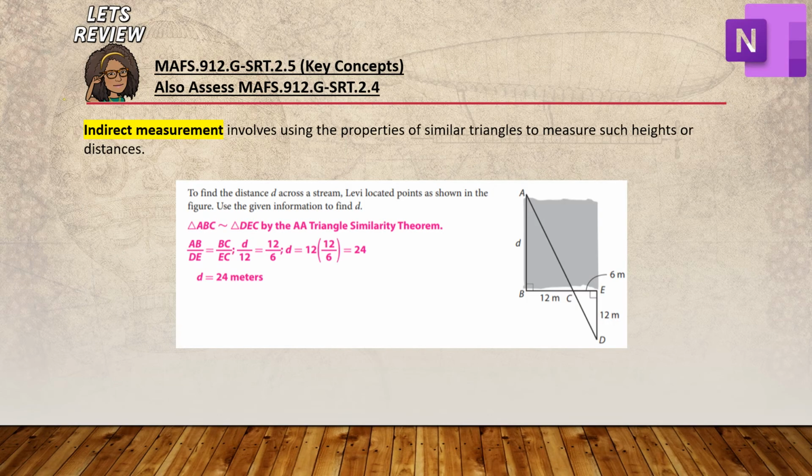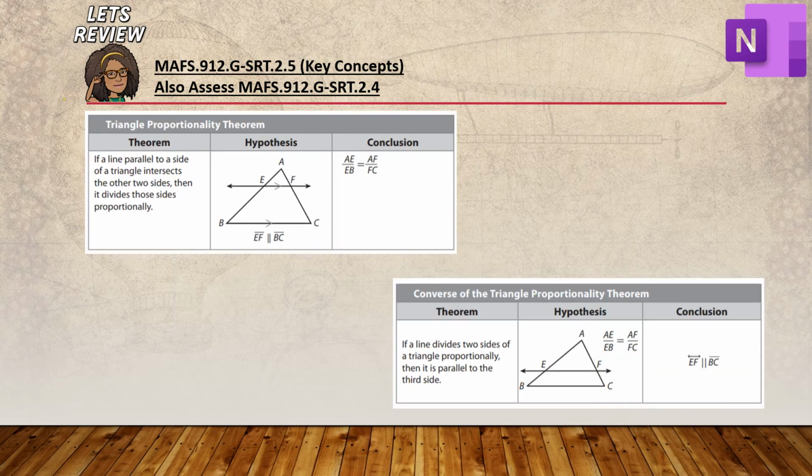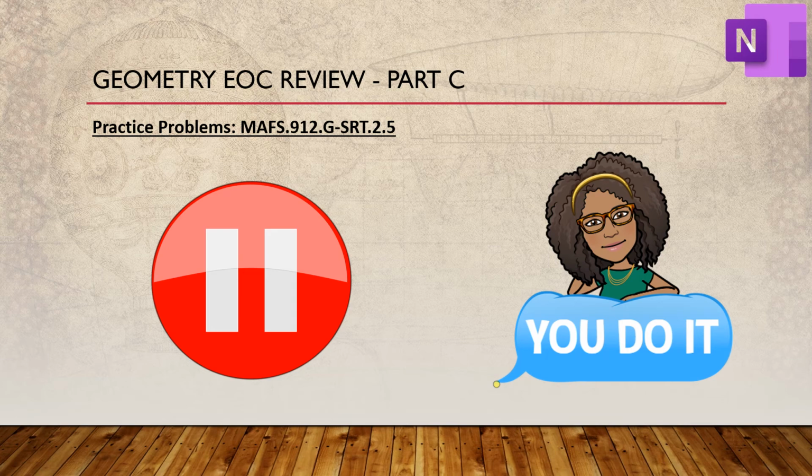All right, so we're looking at the last standard, which is SRT 2.5, also assessed with SRT 2.4. These two standards deal primarily with the indirect measurement of triangles, two similar triangles, and we are looking at the proportionality between heights and distances. We're also looking at the triangle proportionality theorem, which says if I have a side of one triangle parallel to the side of another triangle, then the sides are divided proportionally. So just take the opportunity to review these key concepts, and once you finish reviewing, go ahead and try out the practice problems, and then come back and see if you are on the right track.